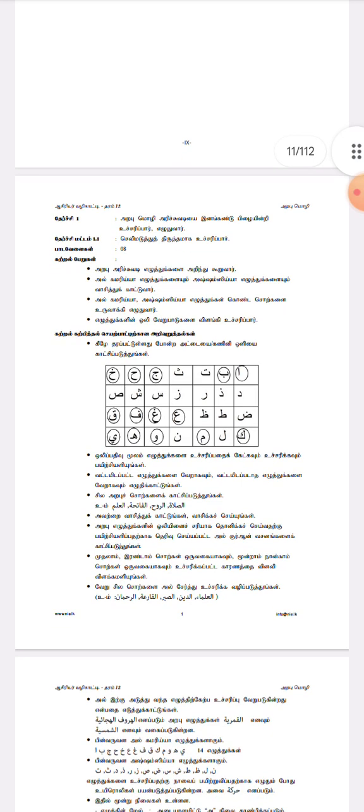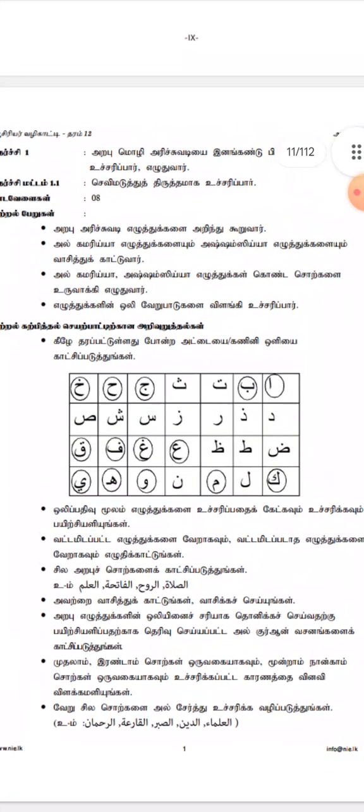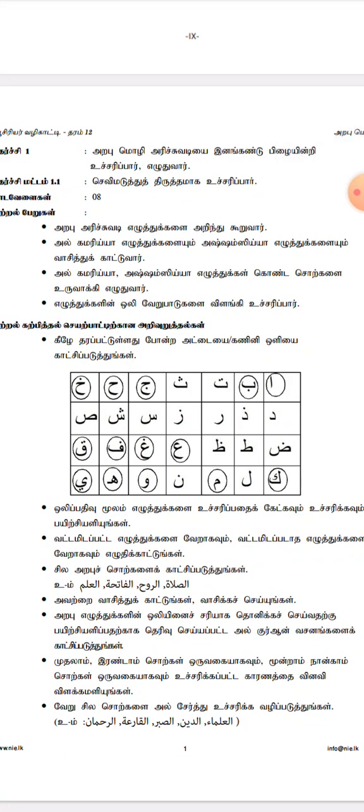If you didn't understand, you can comment and ask me to do another video with a full explanation about the letters. So now we'll read these letters and then go on to the next part. The first part is based on the letters, how to pronounce them, and then the categorization of the letters. First of all, we'll read them and then I will explain the others step by step.